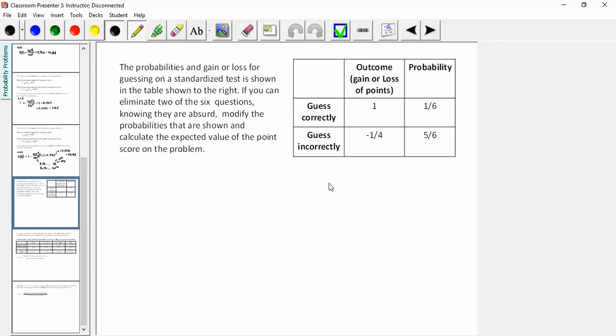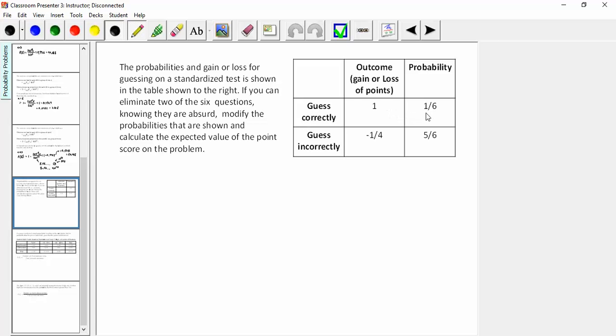But now there's a little bit more. It says on this particular problem, you can eliminate 2 of the 6 answers, because you looked at them and 2 of them are just stupid answers. They were just meant to throw you off. You know that 2 of these answers are wrong, which means the probabilities change. You're no longer guessing at 6 answers, you're only guessing at 4.